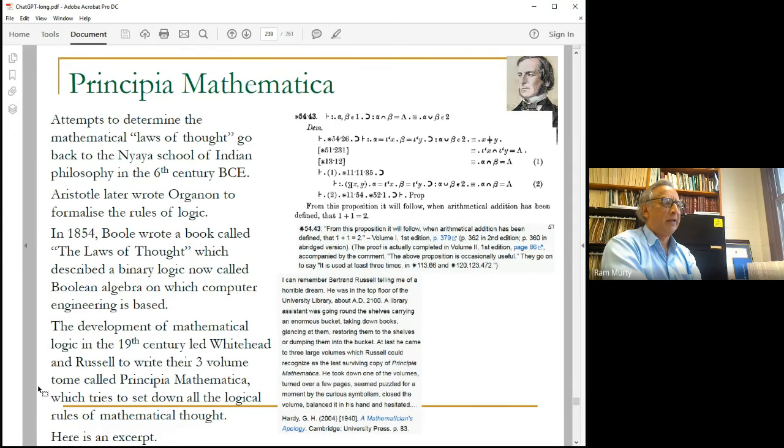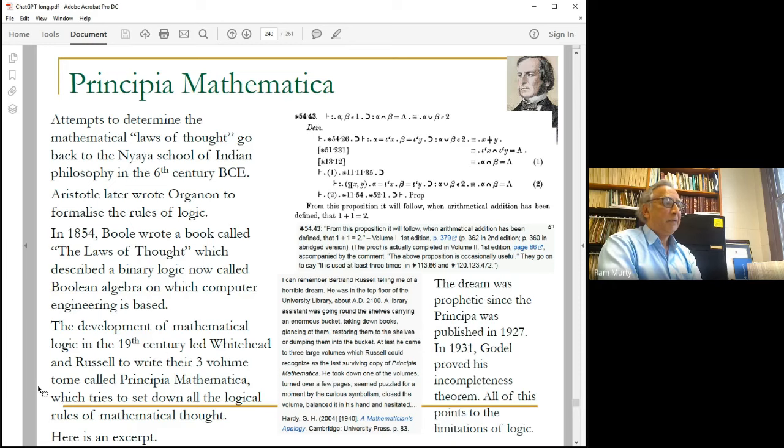Last, he came to the 3 large volumes of Principia Mathematica. He looked down one of the volumes, turned over a few pages, seemed puzzled for a moment by the curious symbolism, closed the volume, balanced it in his hand, and hesitated. So this is a dream that he had. The dream was prophetic, since the Principia was published in 1927.